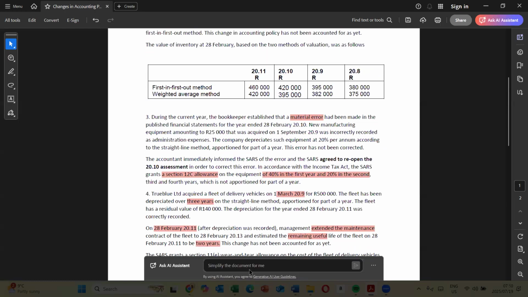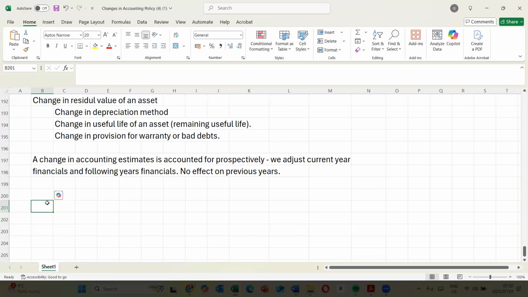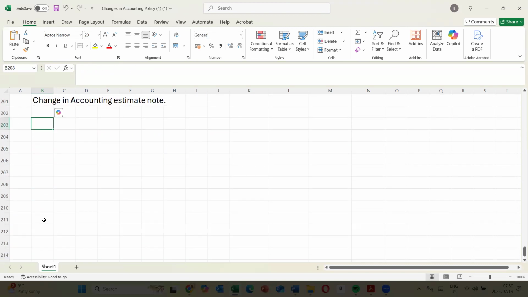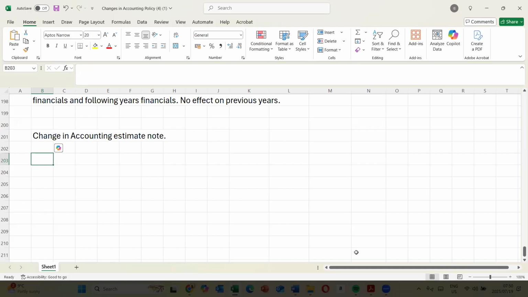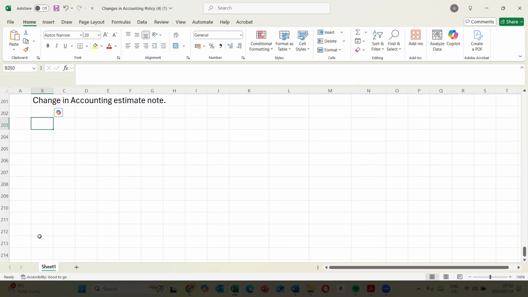Right, let's account for the change in accounting estimates. Sometimes they can ask us to prepare the change in accounting estimate note. The first thing that you need to write, of course, is the scenario of the events that took place. But before we do that, let's do the workings.